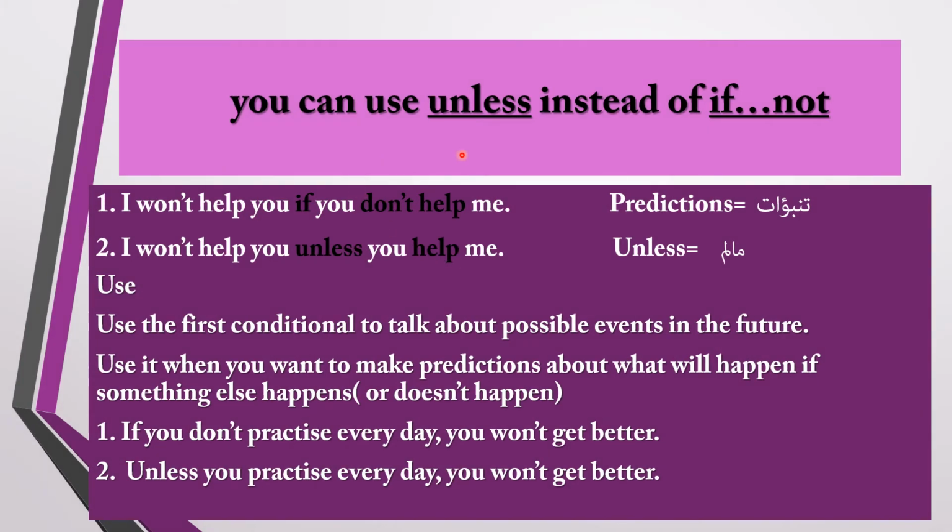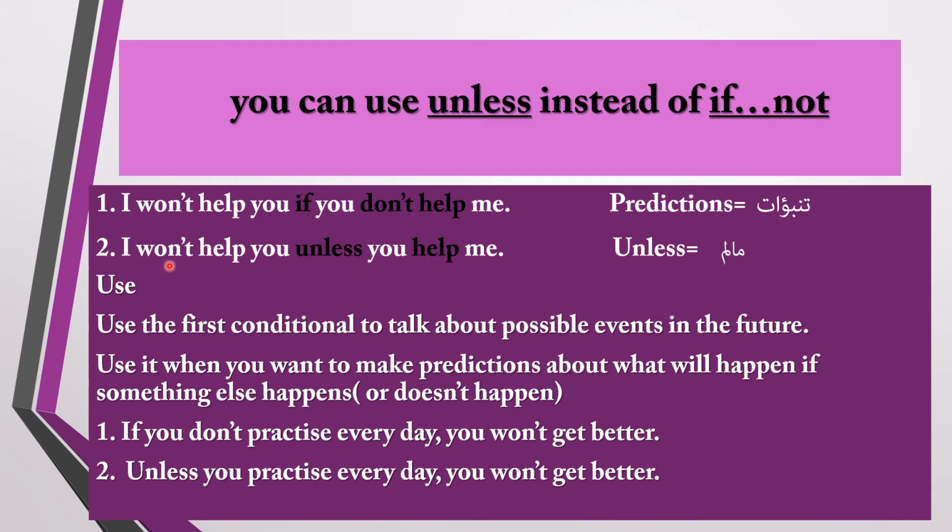You can use unless instead of if not. The first example: I won't help you if you don't help me. I is the subject, followed by will not or won't, the base form, help, and the complement of the main clause, if plus subject, if plus the negative form of the present simple, don't help, and the complement of the sentence. Number 2, I won't help you unless you help me.